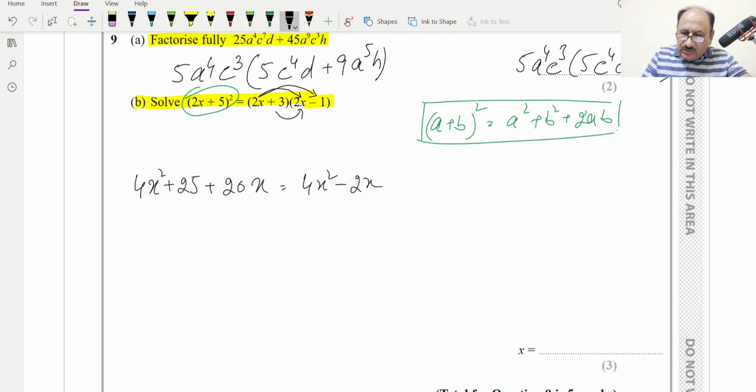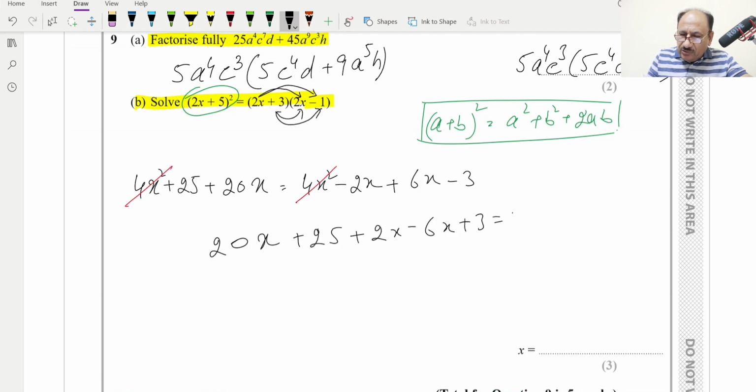Similarly 3 with 2x it will be plus 6x, and 3 with minus 1 will be minus 3. Now we can add the like terms, we will shift everything. Basically we can cancel this with this. What else? Nothing else can be cancelled, so we will shift everything to one side. So this will be equal to 20x plus 25, and these terms will shift to the other side, so plus 2x minus 6x plus 3 is equal to 0.